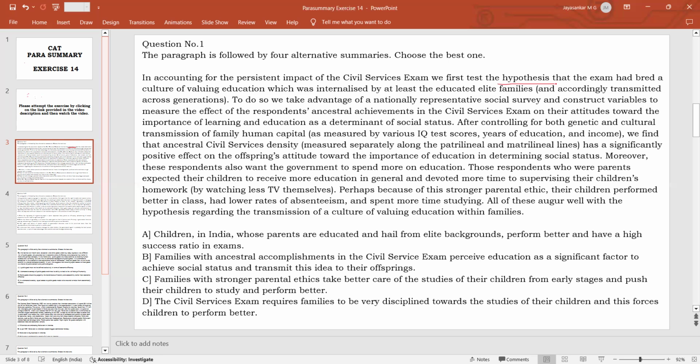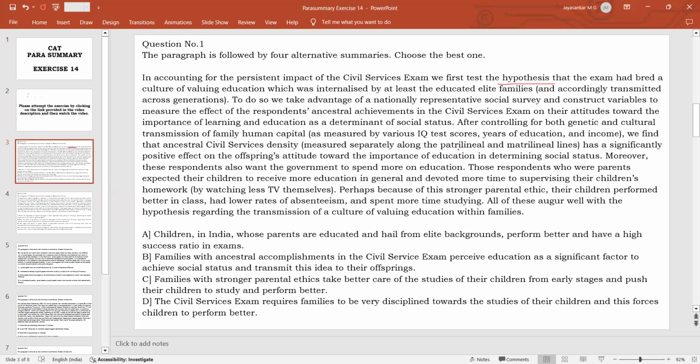So there is a hypothesis about the effect or impact of the civil services exam. It has changed the opinion about the value of education among the educated and elite families, or it has inculcated a culture of valuing education. So education has been given a lot of importance by the educated and elite families as a result of the impact of the civil services exam. This is the theory, and they have transmitted this culture of valuing education from one generation to another.